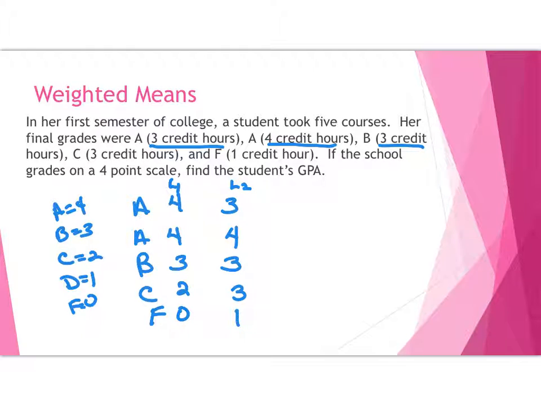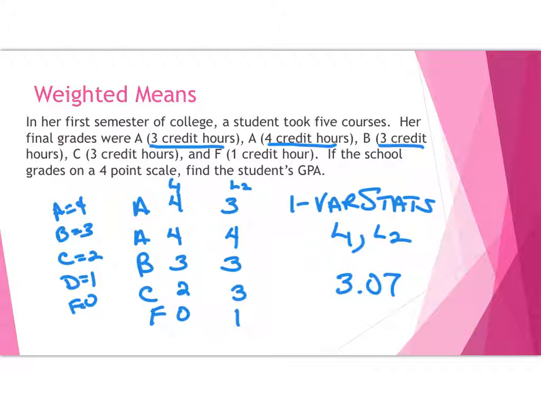L2 is going to get the weights, which is your credit hours. And one more time, I'm going to do calculate, one variable statistics. But again, if I have stuff in L1 and L2, I have to type in L1 comma L2 or I'm not going to get the correct answer. And the correct answer here is 3.07 would be that GPA.